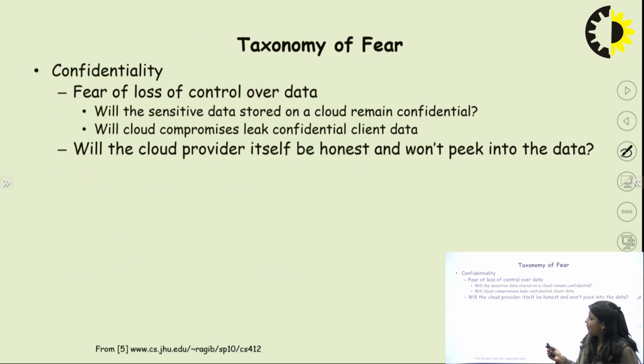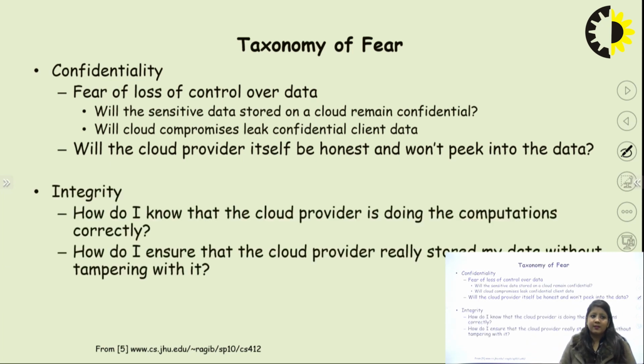The taxonomy of fear begins with confidentiality, meaning fear of loss of control over the data. So the first fear is of confidentiality, meaning loss of control. Will the sensitive data stored on a cloud remain confidential, and will a cloud compromise leak confidential client data? So this is one major issue. Will the cloud provider itself be honest and not peek into the cloud?